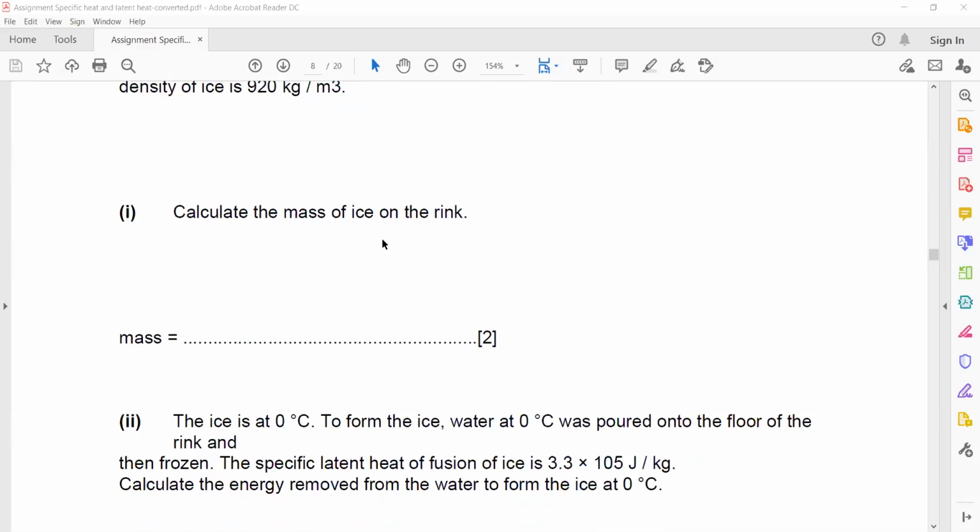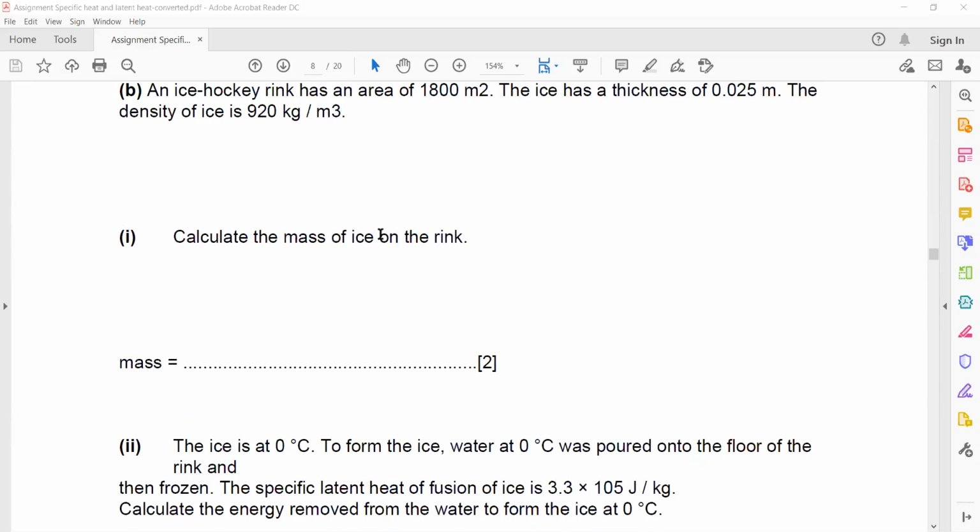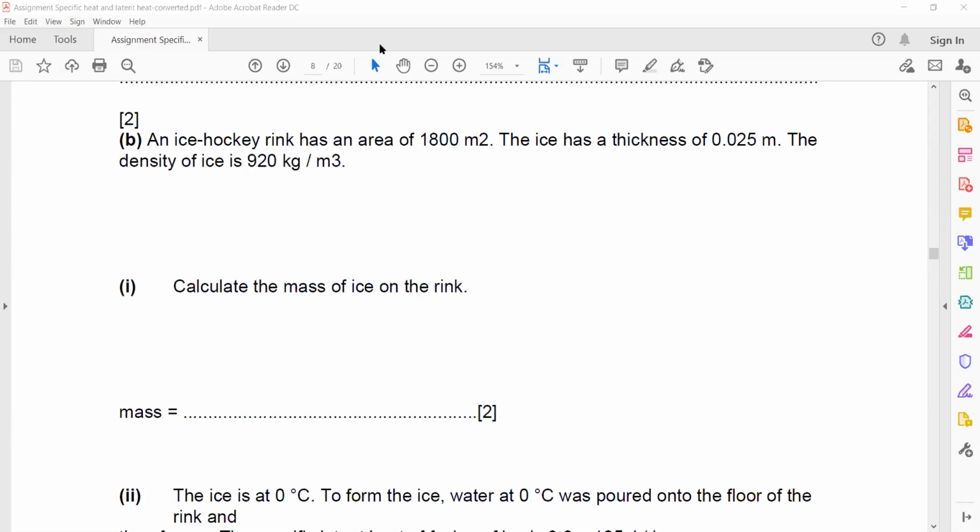Actually, this is related to the topic density and latent heat. An ice hockey rink has an area of 1800 meters squared and the thickness is 0.025. The density is 920. Calculate the mass. So density is mass over volume. How to get the volume? This is the area and the thickness or height. So when area is multiplied by thickness, you will get the volume. So volume is area multiplied by height, or area multiplied by thickness.